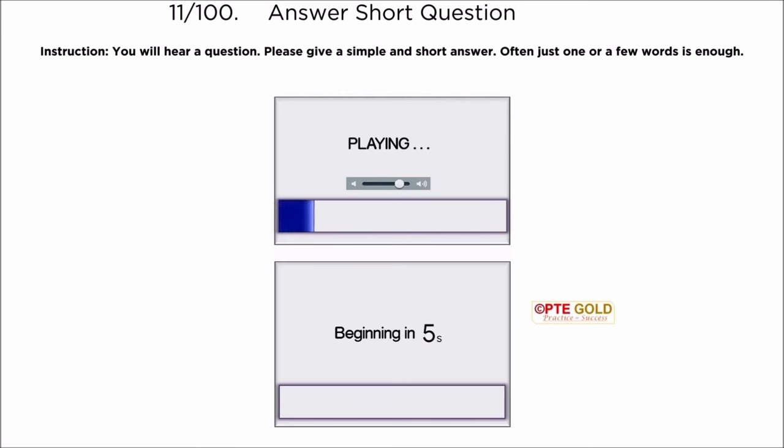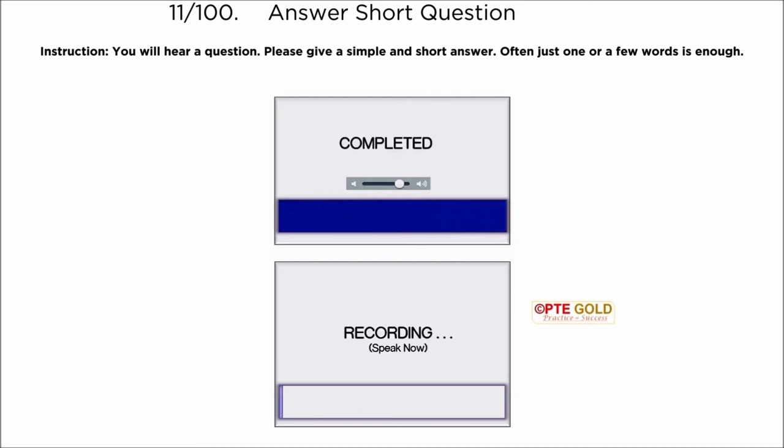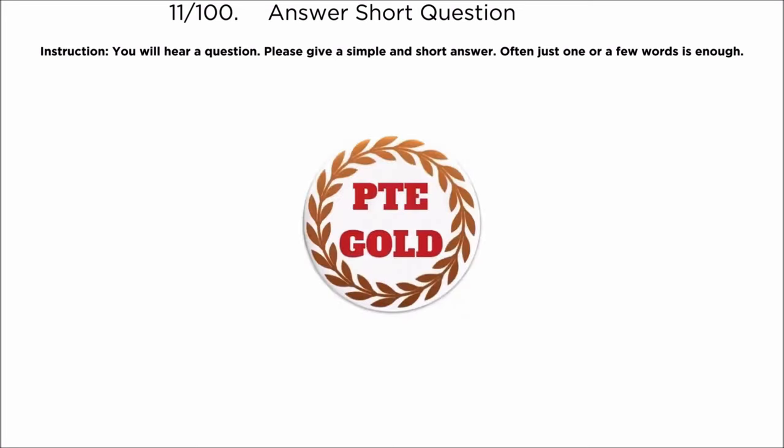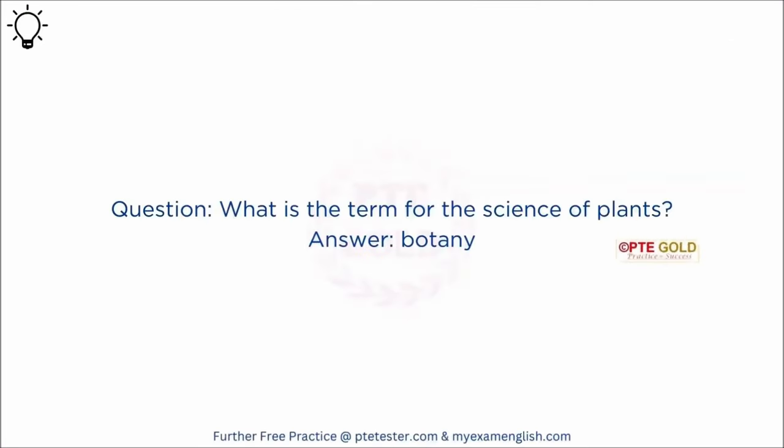What is the term for the science of plants? Botany.